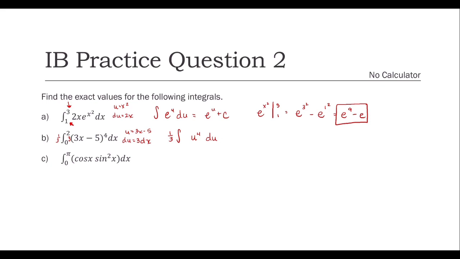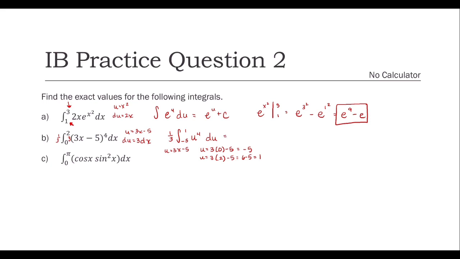So if we wanted to change our limits of integration, u equals 3 times x minus 5. So we could find u when x is 0 by plugging in 0 for x. So this would equal -5, so our lower limit would now be -5. And our upper limit would be when x is 2. So that would be 6 minus 5, which equals 1. So we'd have the integral from -5 to 1.